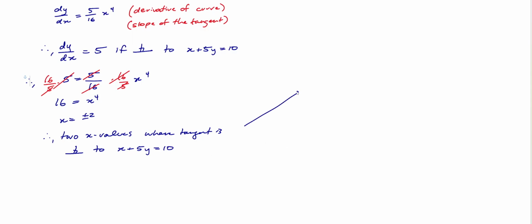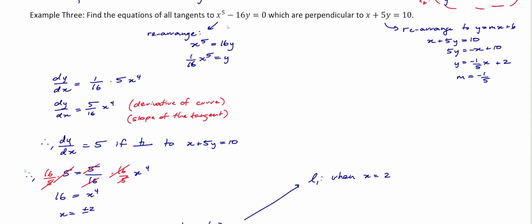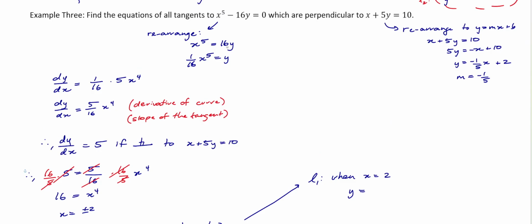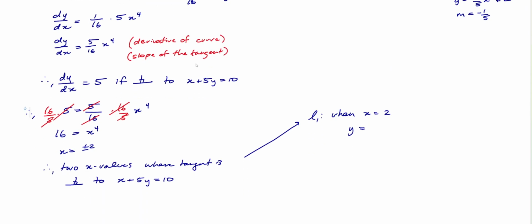Okay, so here we go. Same thing as before, line 1, and that's when x is equal to 2. Same as before, if I just have my x value, I need my y value, so I'm going to sub this x value back into the equation of the original function. y is equal to 1 over 16 x to the power of 5. So 1 over 16 and then 2 to the power of 5, because I'm subbing x in right there. And y is equal to 2. So therefore my point is (2, 2).